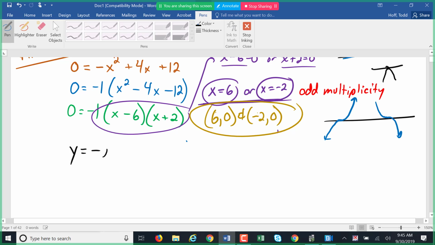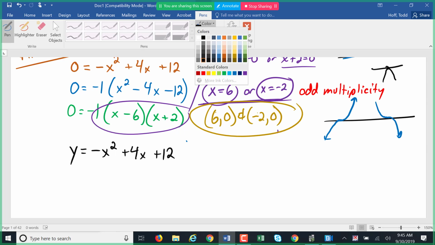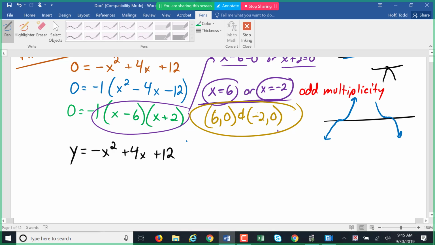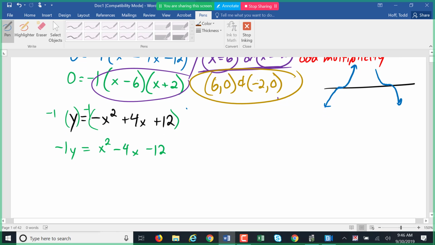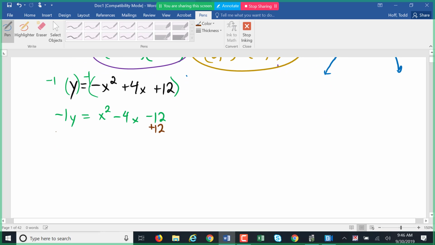So I'm going to write it as y equals -x² plus 4x plus 12. And the first thing I'm going to do up above, when I factored it, I just factored out a -1. What I'm going to do here is multiply both sides by -1 just to get rid of that negative. So I've got -1y equals x² minus 4x minus 12. Now I want to get rid of that minus 12. I'm going to add 12 to both sides. Well, on the left side, that's just -1y plus 12. On the right side, I've got x² minus 4x.